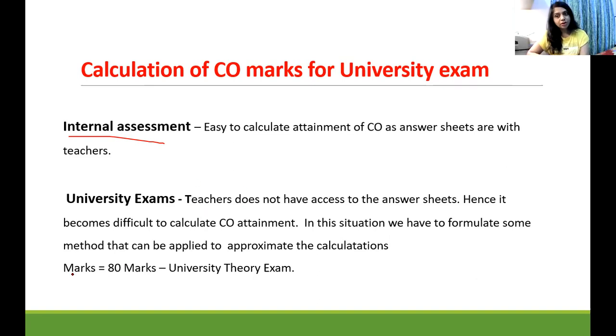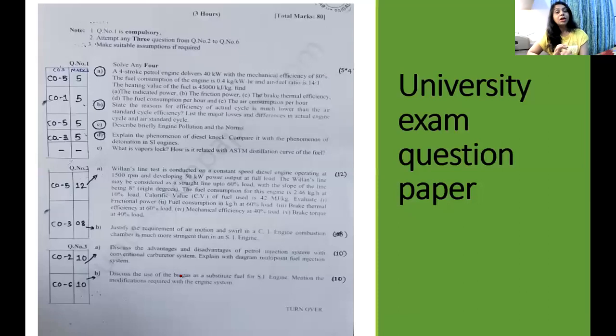Now, in Mumbai University, the theory exam is of 80 marks. That means the university paper is of 80 marks. But the total questions are 6, each for 20 marks. So total questions are for 120 marks and students solve for 80 marks. Remember, total marks are 120, but students have to solve for 80 marks.